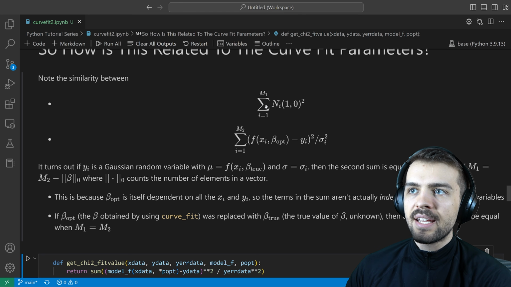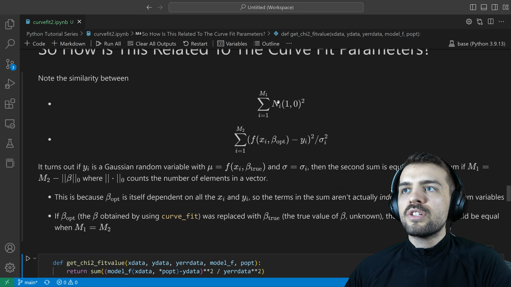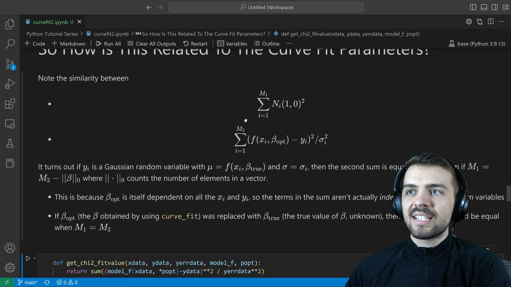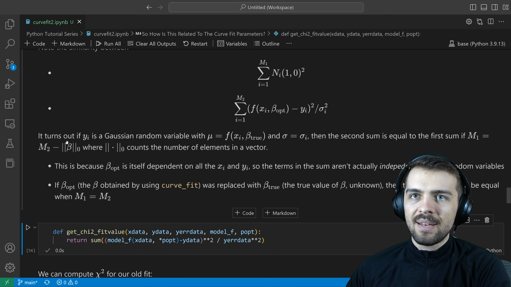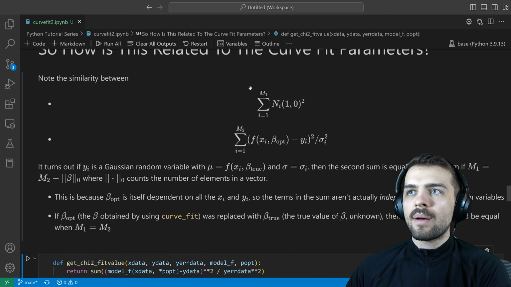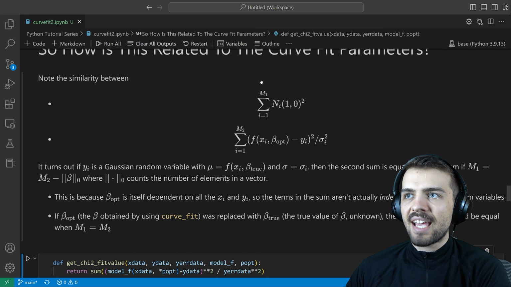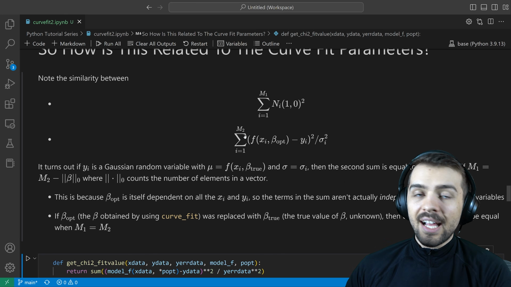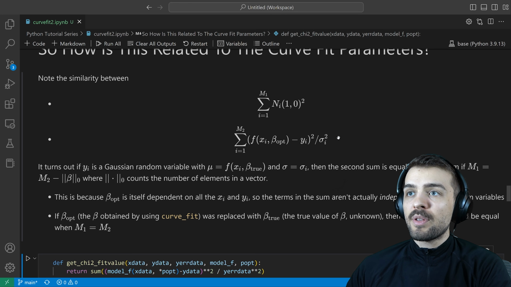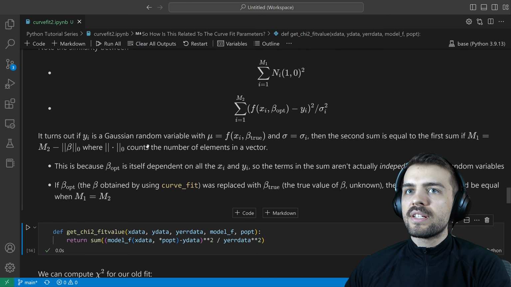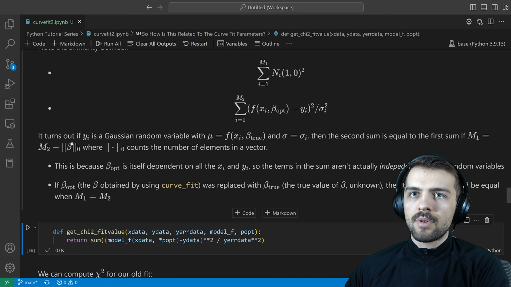Maybe they are independent here. Well, it turns out that if capital M1 is slightly smaller than M2, it's equal to M2 minus the number of parameters in beta, then these two sums are distributed according to the same probability distribution. And that's really nice because we know that this sum is a chi-squared distribution with capital M1 degrees of freedom. And so that means we also know that this sum here is also a chi-square distribution with m1 degrees of freedom, where m1 is equal to m2 minus the number of parameters in beta.